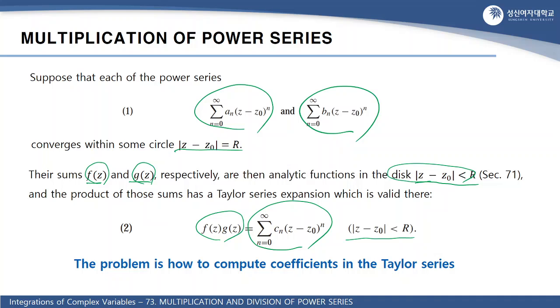Now, we want to compute the coefficients for this formula. So our concern is how to compute the coefficients in the Taylor series given by this for the product of f of z and g of z.